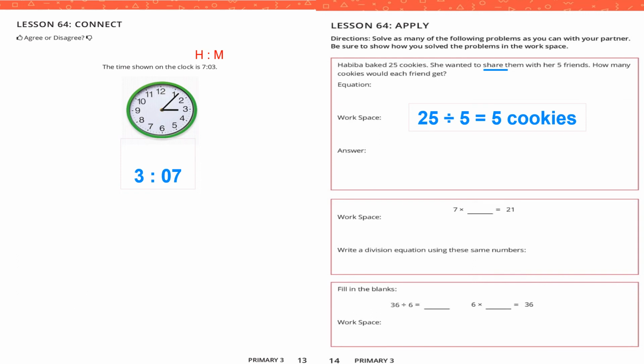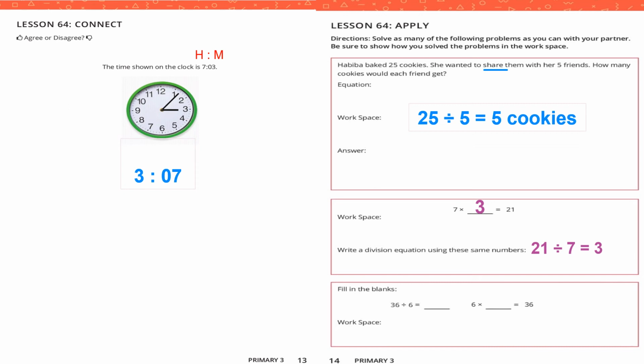The next question, 7 times what equals 21? 7 times what from table 7? Or I can use a division equation. I can say 21 divided by 7 equals what? 3, sure, 3. So 21 divided by 7 equals 3.